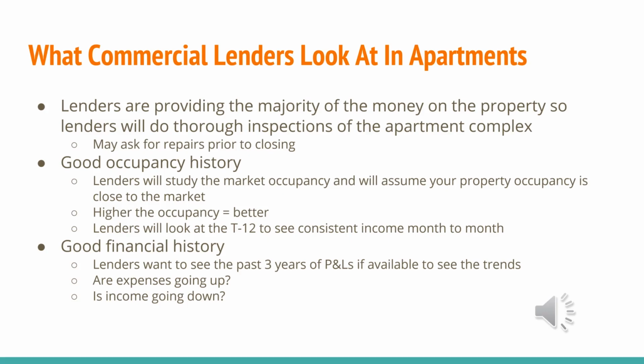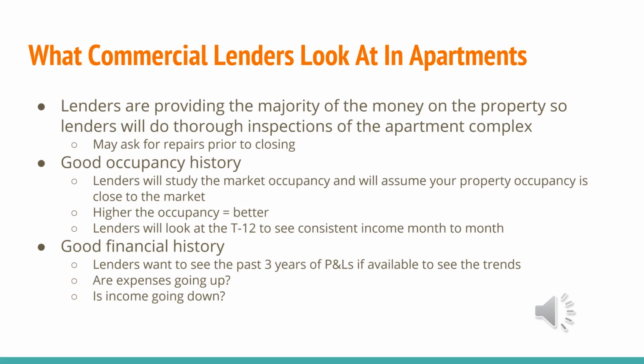Next, they want to make sure you have good occupancy history. Lenders will study the market history of occupancy and assume your property occupancy is close to the market, right? So if the market occupancy is 85%, then they'll assume yours is at 85%. And the higher the occupancy, that's better for the lender. And the lender wants to see the T12 and see consistent income month to month, right? So that's their goal.